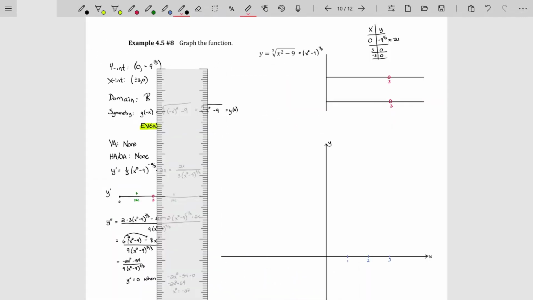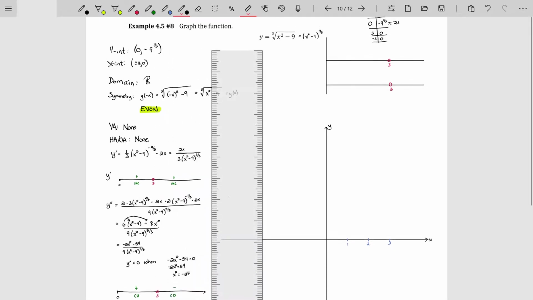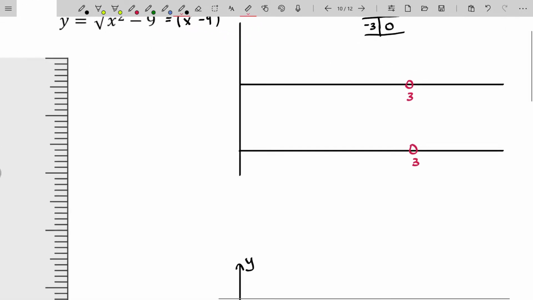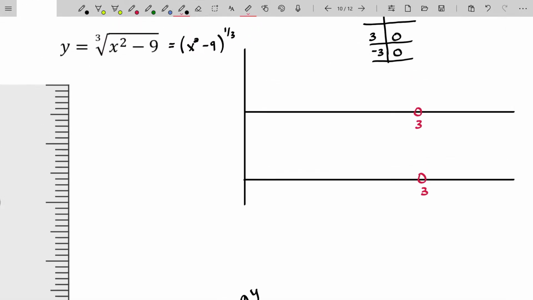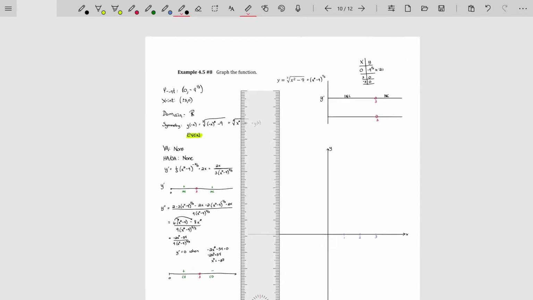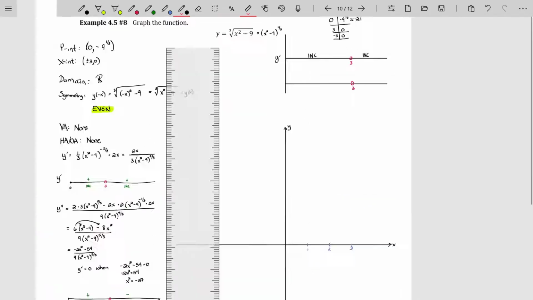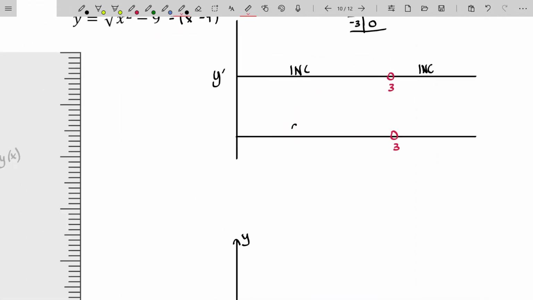Well, let's see what happens. All right, I know that according to my derivatives, y prime tells me that my function is increasing on this interval and increasing on that interval. You can see that down to the left there. Also, we know we're concave up on the first interval and concave down on the second. So concave up and concave down.